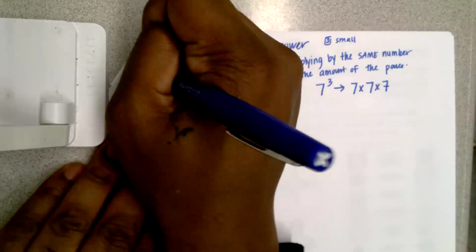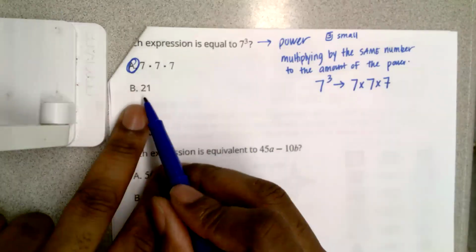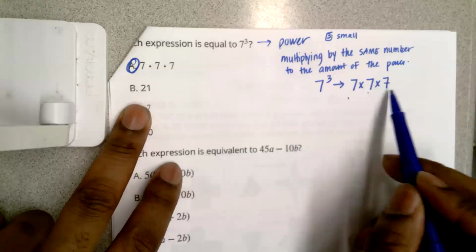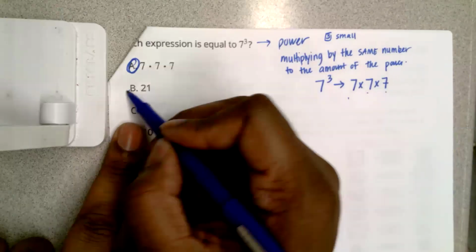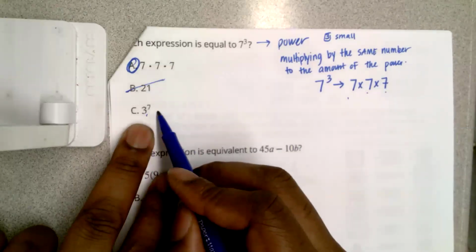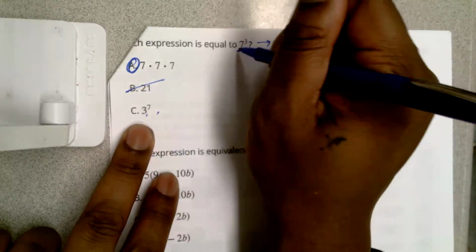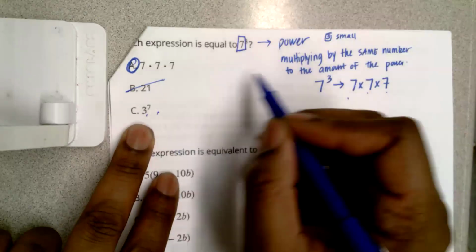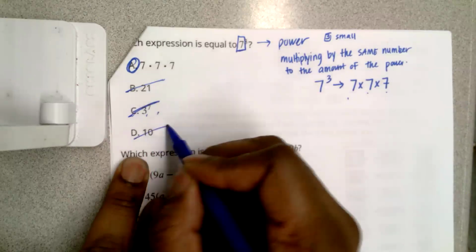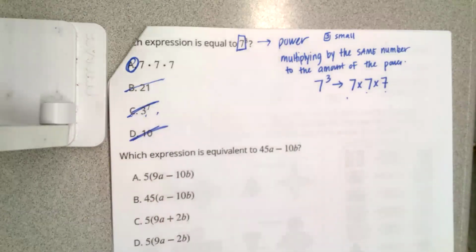Oh, and that's A. It's not 21 because 7 times 7 times 7 is much greater than 21. It's not 3 to the 7 because the base is 7. The base is not 3. And it's definitely not 10 because 7 times 7 is 49. Okay?